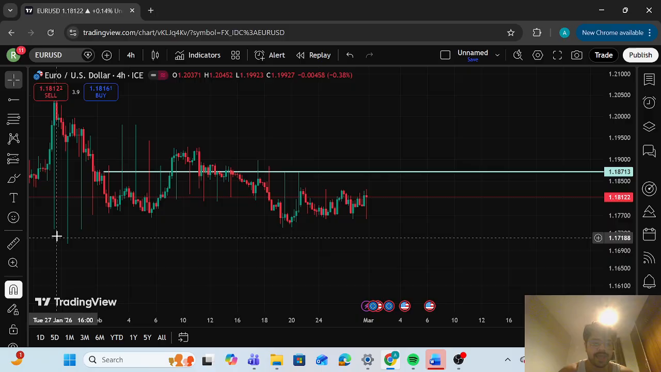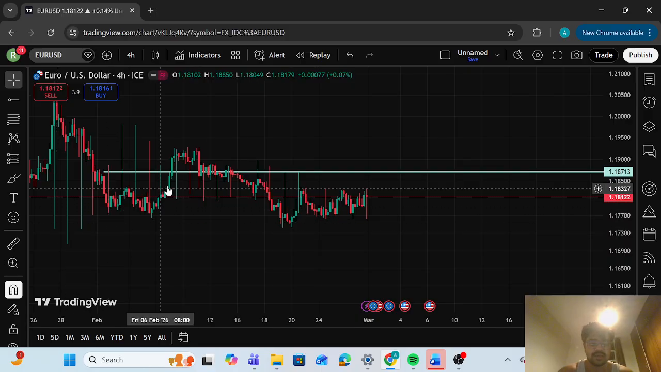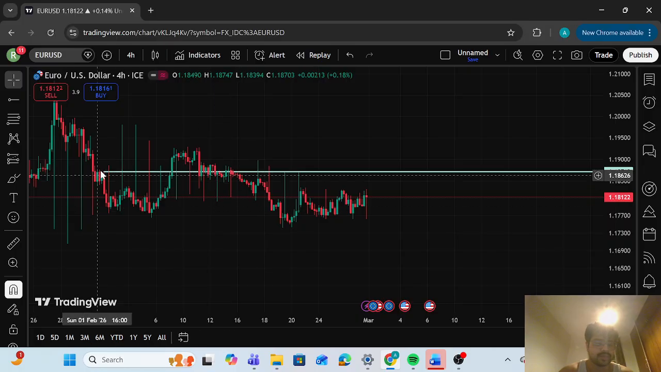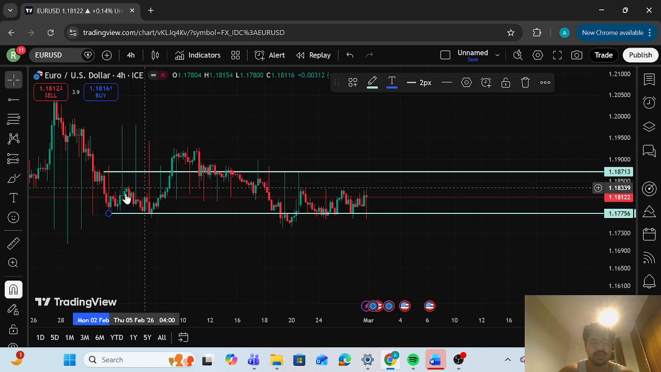the order block that I had previously mentioned, this is a leg down order block, right? Here to here.